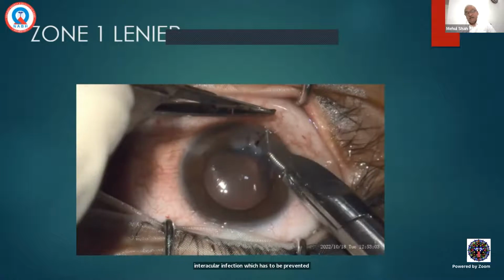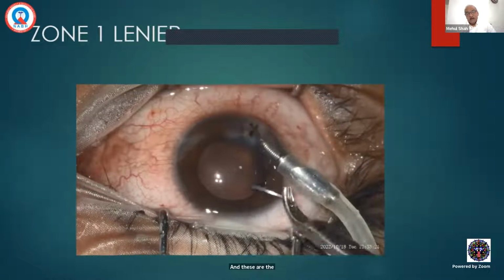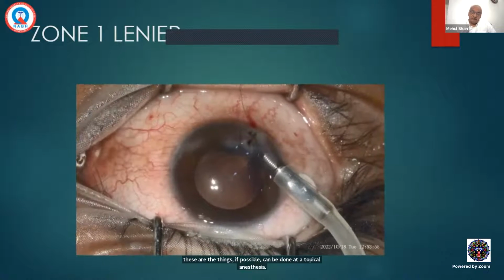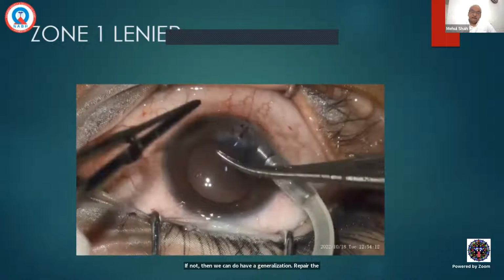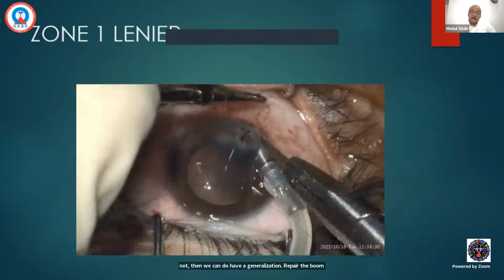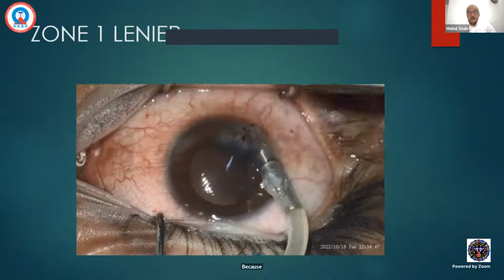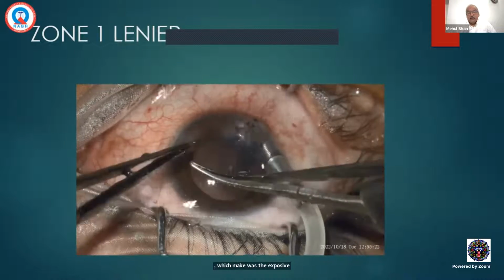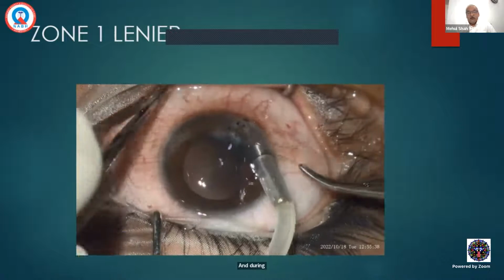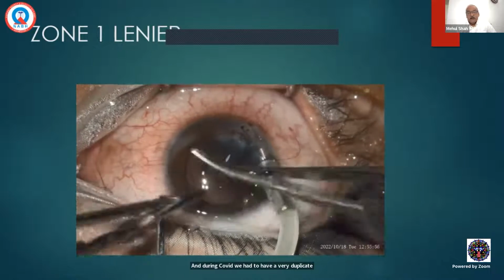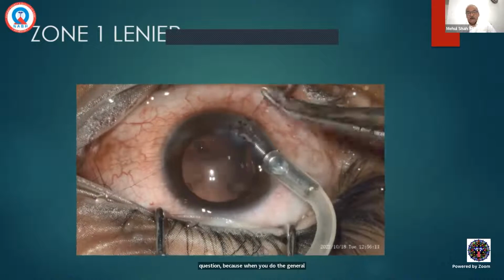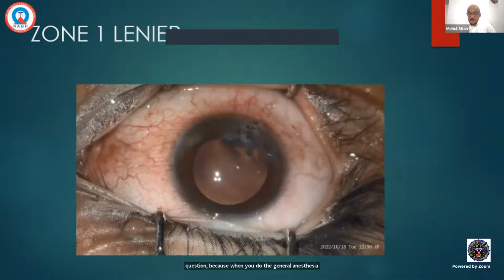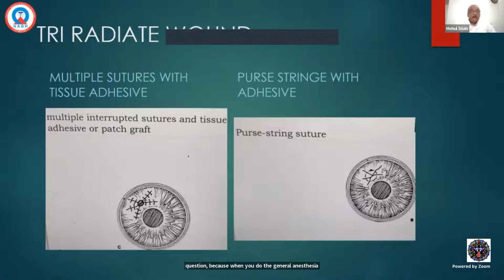And these are the things that, if possible, can be done under topical anesthesia. If not, then we can have general anesthesia and repair the wound, because peribulbar block is almost contraindicated, which may cause expulsive hemorrhage. And during COVID, we had to take very due precautions, because when you do general anesthesia and when you intubate, there are chances of microleakages also.